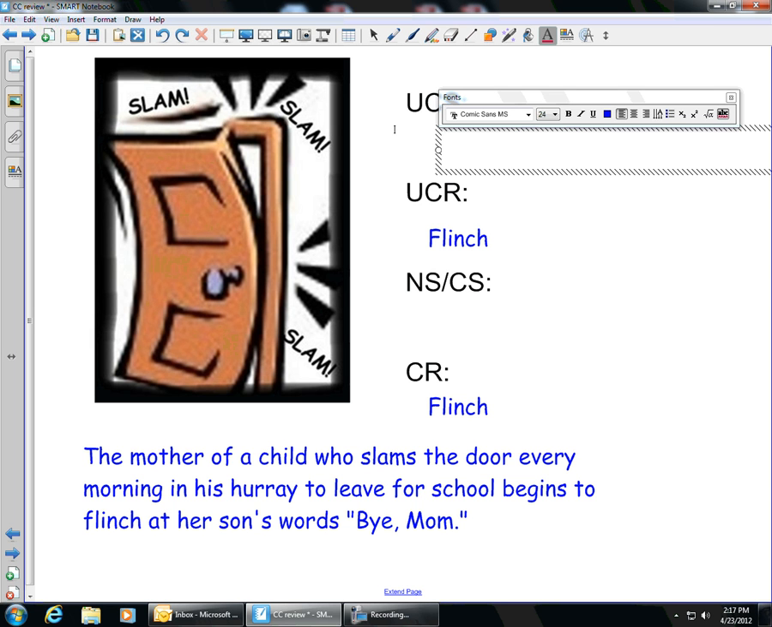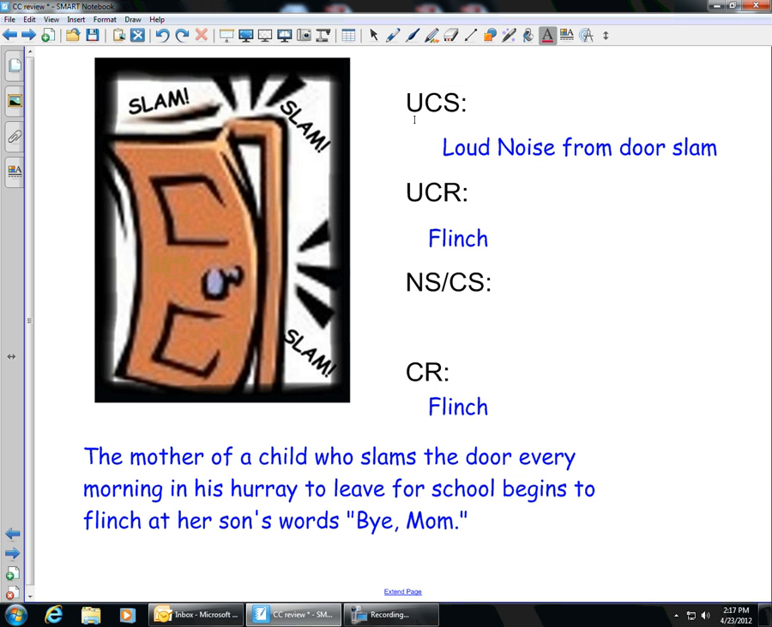When we talk about the unconditioned stimulus, we are talking about what is making her flinch that is not trained or learned. Unconditioned means unlearned. So what is causing the flinch that is unlearned? It will be the loud noise from the door slam. Any one of us, if we were in a situation where somebody was slamming the door, you're going to jump or flinch or have a very small startle response. That's unlearned and does not need any training at all.